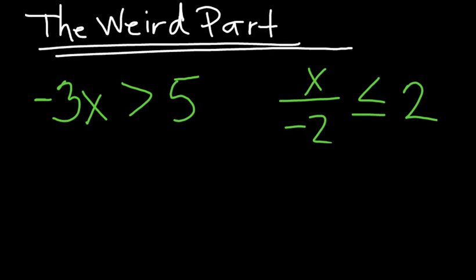Okay, here comes the weird part. This is the only weird thing with this. If you multiply or divide by a negative, the sign is going to flip. So that means if this number with the x is negative, the sign is going to flip. That means it's going to turn the opposite direction. Or if this number you're dividing with the x is negative, the sign is going to flip.